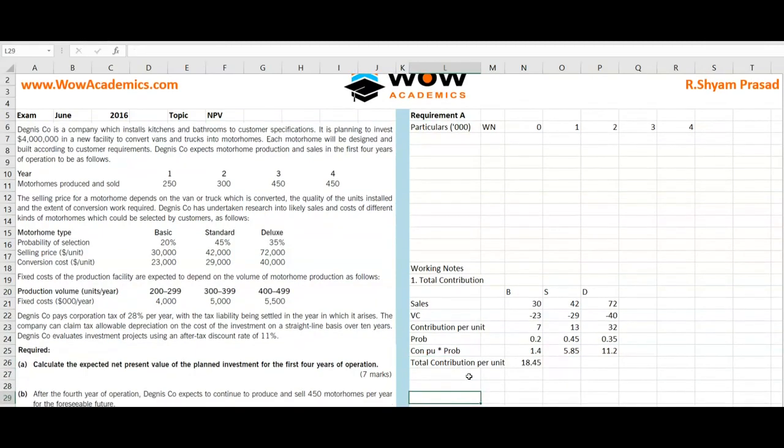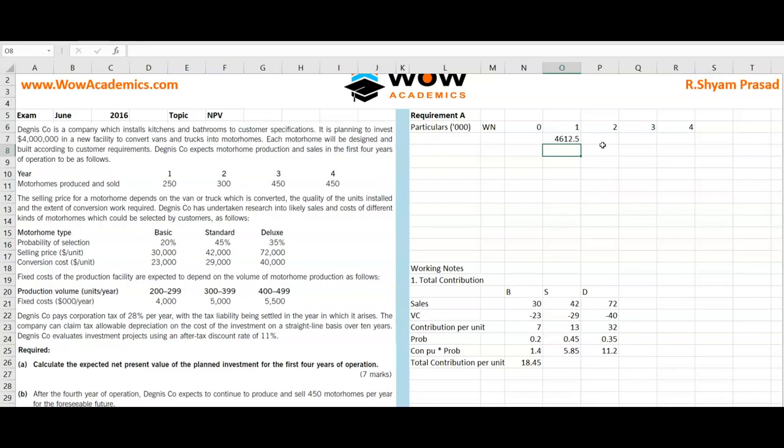Okay, so this number we can get it for the years. So in terms of years, we can put it like this. For the first year, we have a sales of 250 units multiply by the contribution per unit, that is 18.45. So we got the answer.